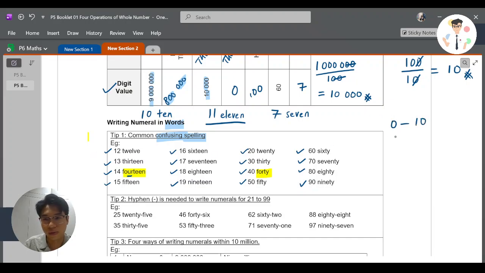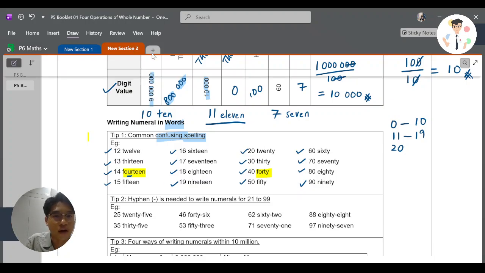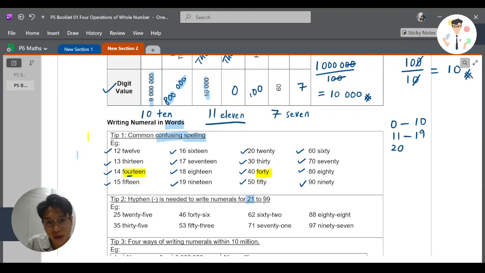Now you have learned from 11 to 19. You have learned 20. But how about 21, 22, 23, 24, 25? That will be very simple because you are just repeating 20, then just put 1. 21, 22, 23. But there is something that you need to be very careful about, which I need to share with you now. Here, for numbers from 21 to 99, you will need to put a hyphen or a line like this.